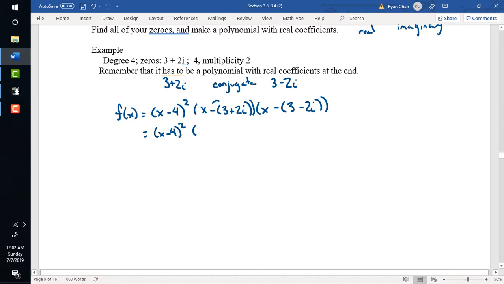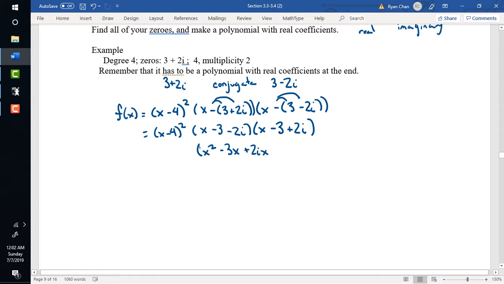What I'm going to do is distribute this negative for both of these. So I have x minus 3 minus 2i, and I have x minus 3 plus 2i, right? I'm taking my negative and distributing it. So all I have to do is FOIL everything out. So I have x times x is x squared. x times negative 3 is negative 3x. x times 2i is 2ix.